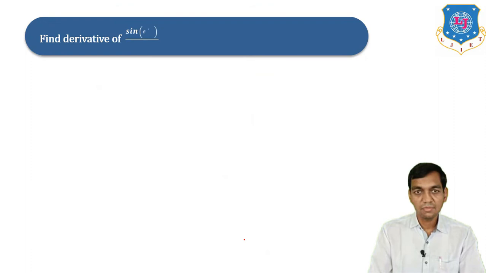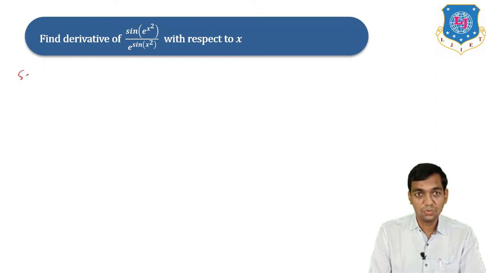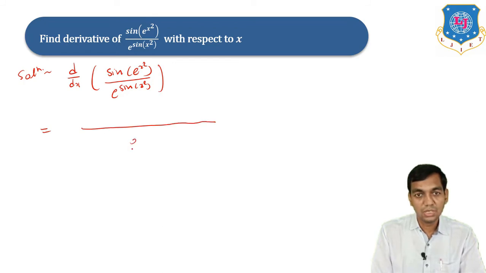Okay. Now here we have taken one typical example. You have to find the derivative with respect to x. So if you are going to find the solution, then d by dx of sine of e raised to x square divided by e raised to sine of x square. Basically this is the chain of chain rule. So in the denominator you have the denominator square. So e raised to 2 sine x square, whole square of this term.